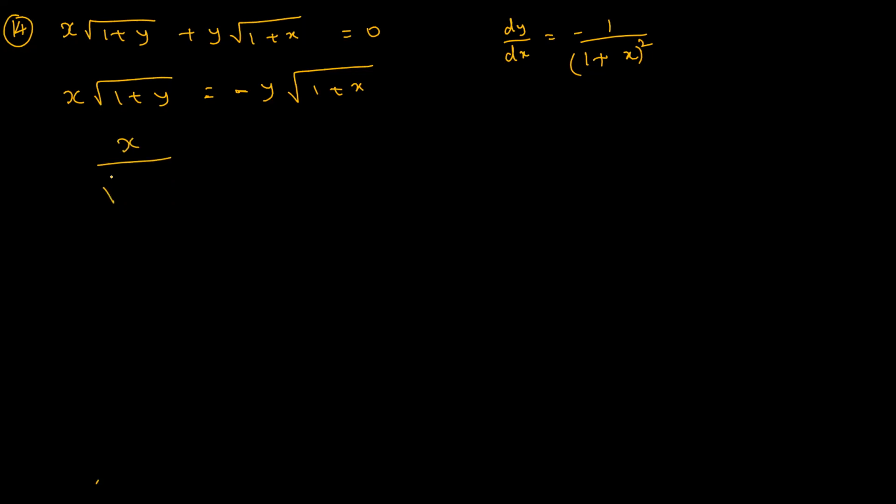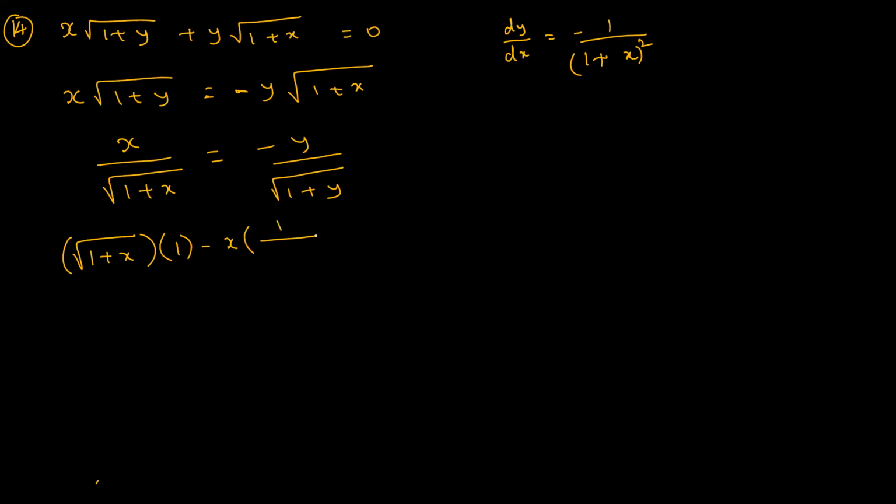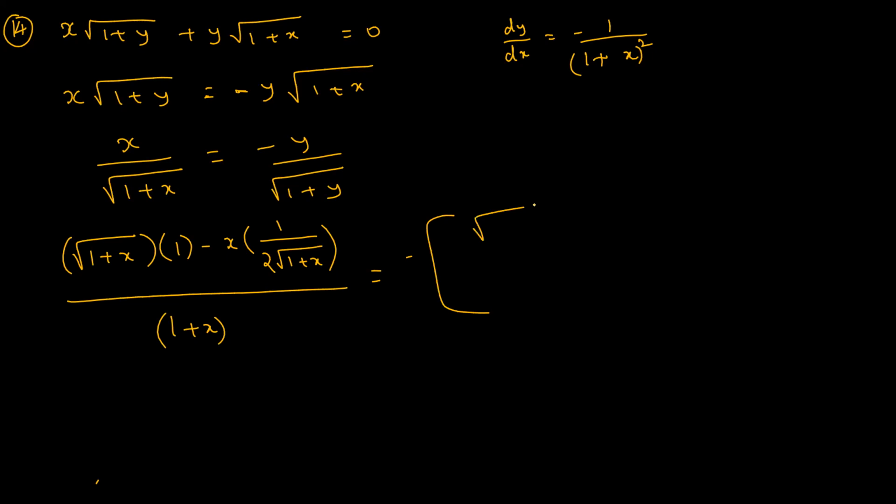So maybe we can try x divided by root of 1 plus x is equal to negative of y divided by root of 1 plus y. So then what can we do? Maybe u by v. So root of 1 plus x into 1, minus x into 1 by 2 root of 1 plus x, the whole divided by 1 plus x, is equal to minus sign, I'm leaving it. The same thing is going to come, except that it is going to be y: root of 1 plus y into 1, minus y into 1 by 2 root of 1 plus y.